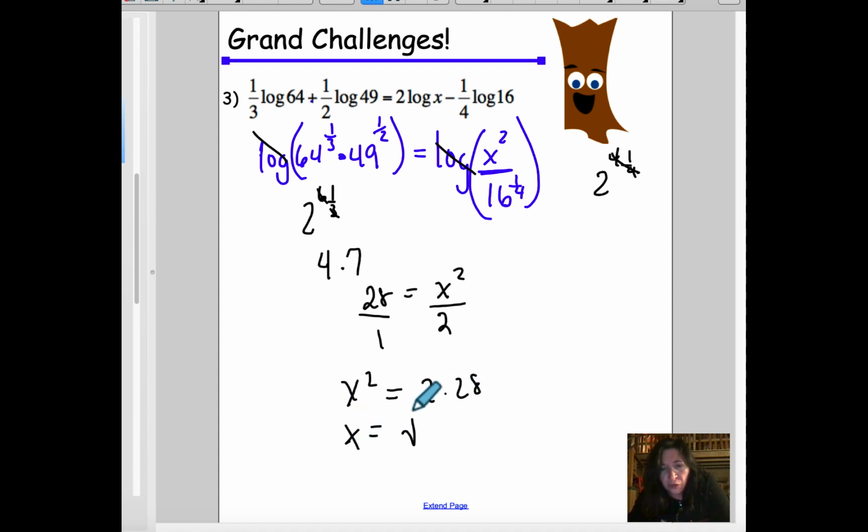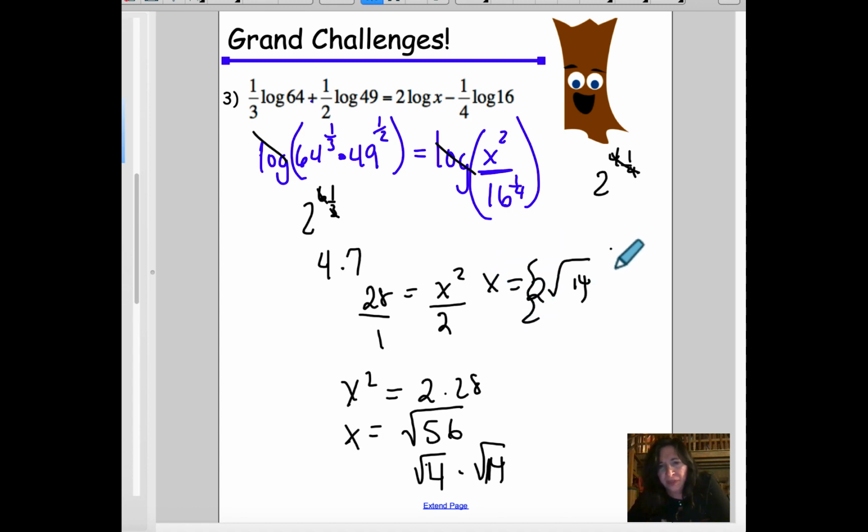X equals the square root of 56. 56 divided by 4 is 14. So this is the square root of 14 times the square root of 4. And so that's going to be 2 root 14. And all you've got to do is make sure that this value, 2 root 14, is positive when you plug it into this x right here.